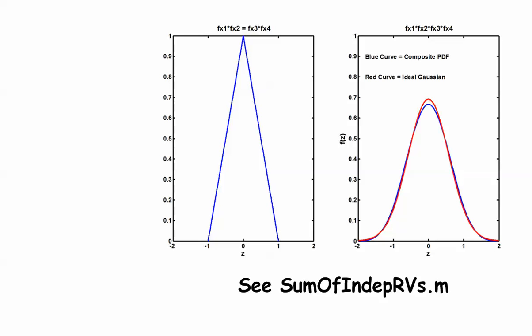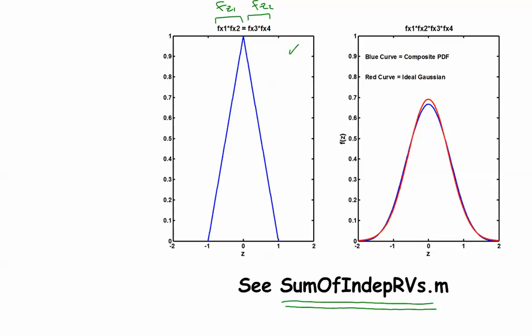Let me piece this together for you. First of all, I have made available to you a MATLAB M file that I wrote to calculate all this. It's called Sum of Independent Random Variables. It does this example of adding together 4 statistically independent uniform random variables. On the left-hand side, I'm plotting FZ1 and FZ2. This is the result of convolving 2 rectangle functions, and I get out my triangle function.